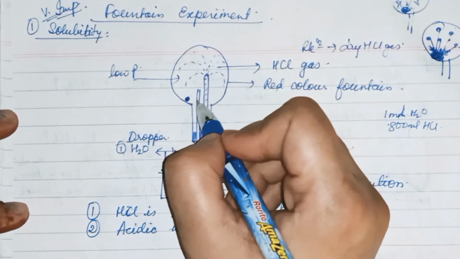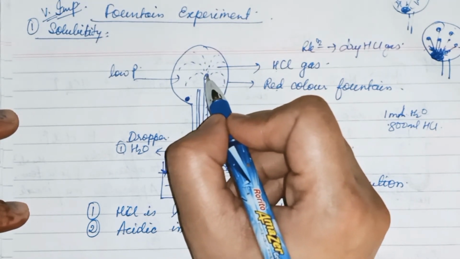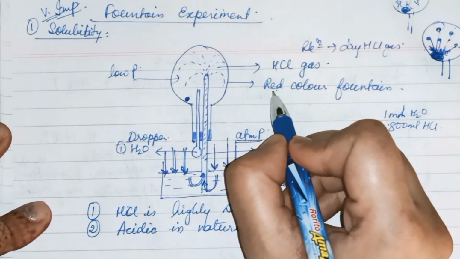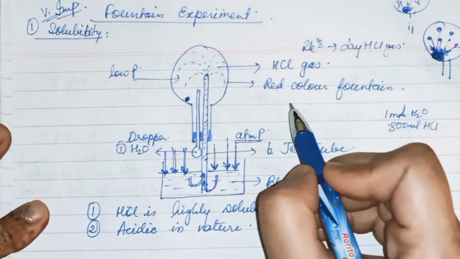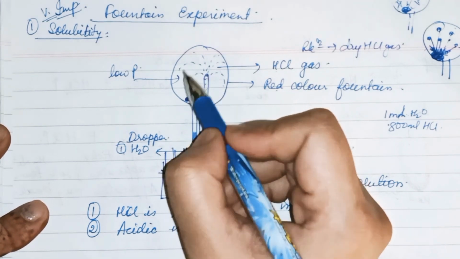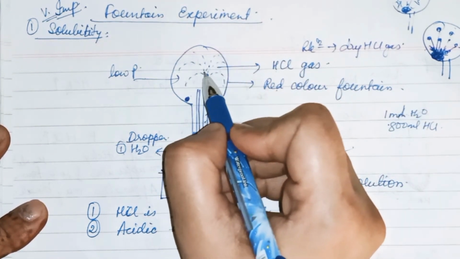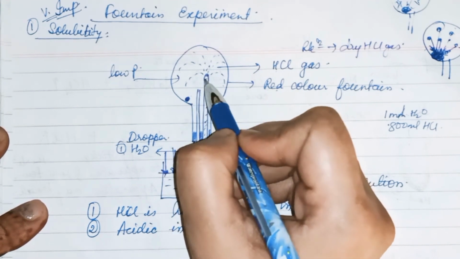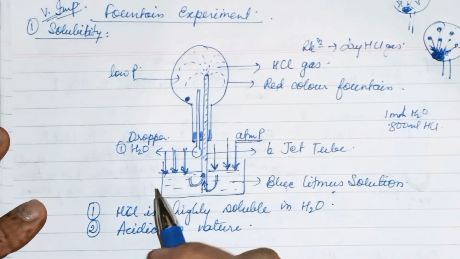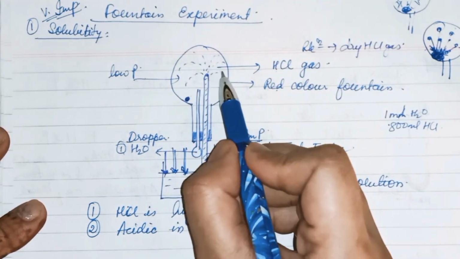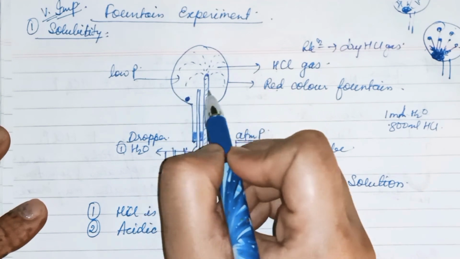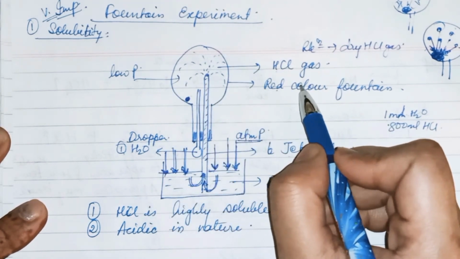It will reach here, and when it comes out through this nozzle, it will appear like a fountain, and the color of the fountain is red. Okay, why is it red? Because HCl is now dissolving in the water. So when the blue litmus comes in the form of a jet, it comes in contact with HCl, which now has some moisture in it. At that moment this blue litmus will change into a red solution, and you will see a red fountain appearing inside the flask.